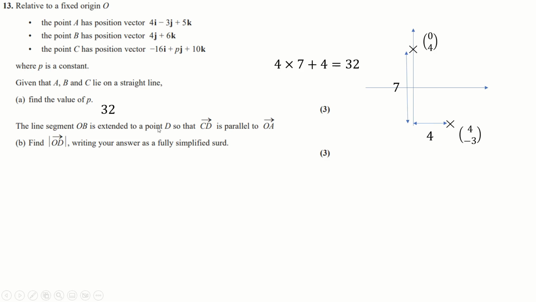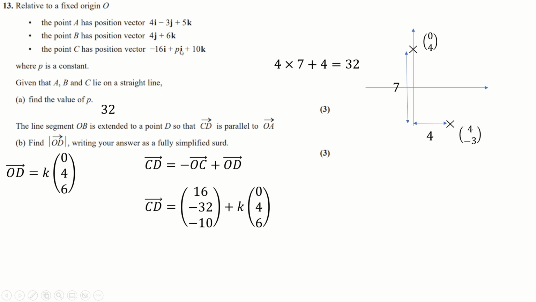The line segment OB is extended to D. So they take OB, which is this, and they multiply it by something to get it as far as D. They just make it longer by some factor. Now CD is equal to, imagine, so this was A, wasn't it, and this was B in 2D at least. So that means A to B is minus A plus B. So C to D is minus C and then plus D. Now minus OC is just this with the things flipped over. I'm doing everything in columns because it's easier in PowerPoint. p is 32, remember. And then O to D we've already said is this.